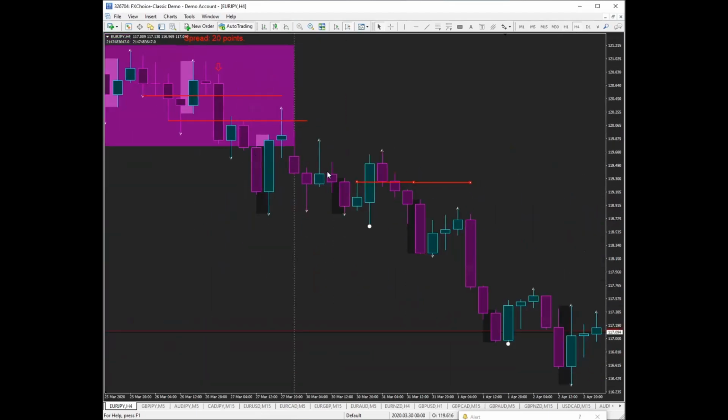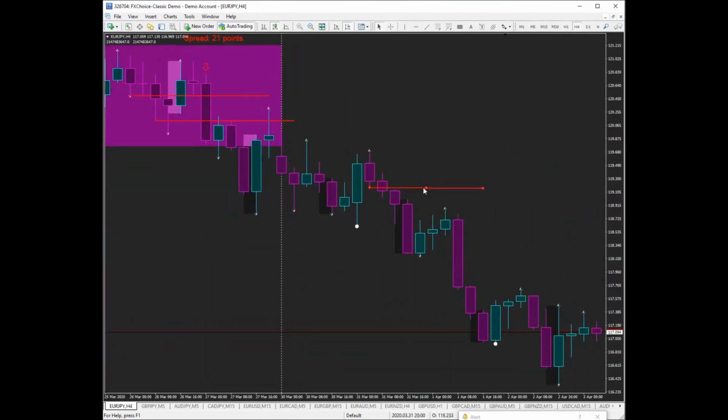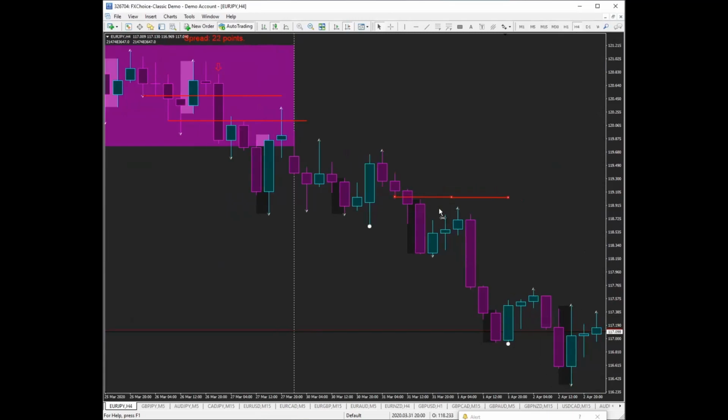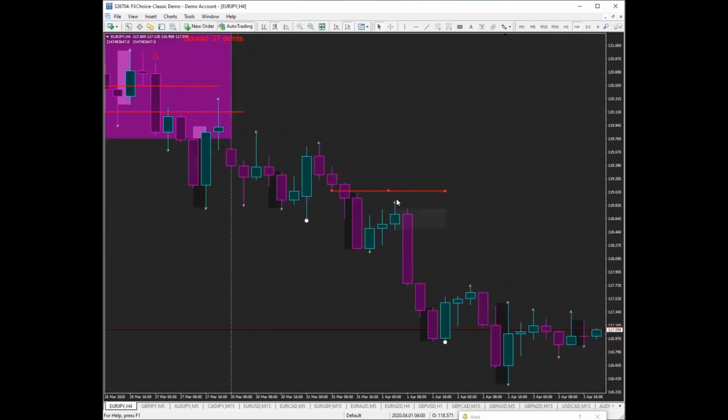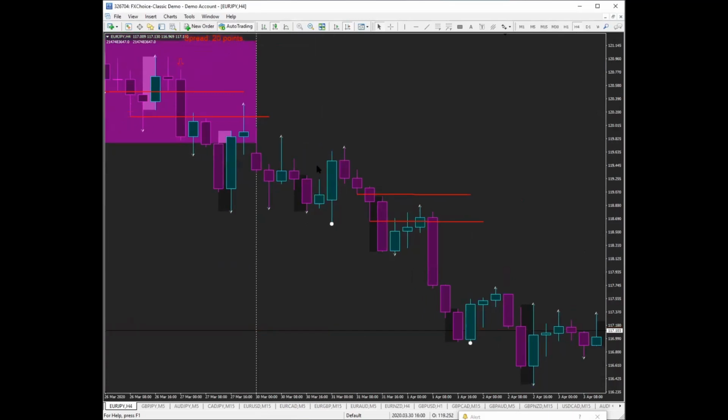Meaning 1, 2, 3, trade under it. Or here, actually, like this. Close under 3. So it did break it here, but then it broke it back down. So I still had a sell bias. 1, 2, 3, close under it.